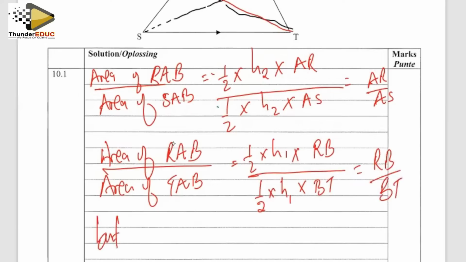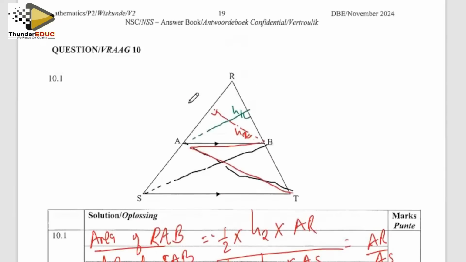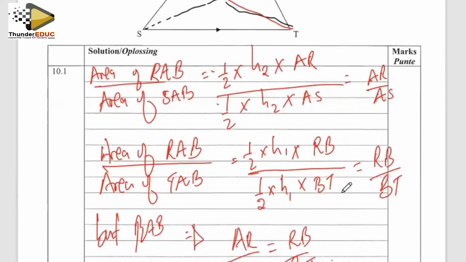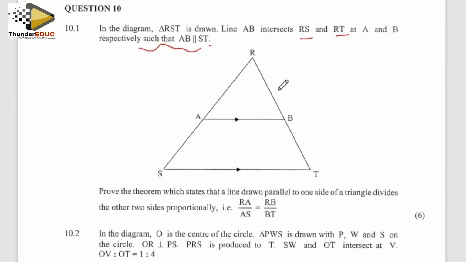But we know that the areas of RAB in both triangles are basically the same. So let's equate those ratios and say that therefore AR over AS should be the same as RB over BT. Okay, we said the ratios are equal and we have similar triangles, which means the ratio of RAB is in proportion to the bigger triangle. All right, guys, that is the hint of how that question should have been worked out.